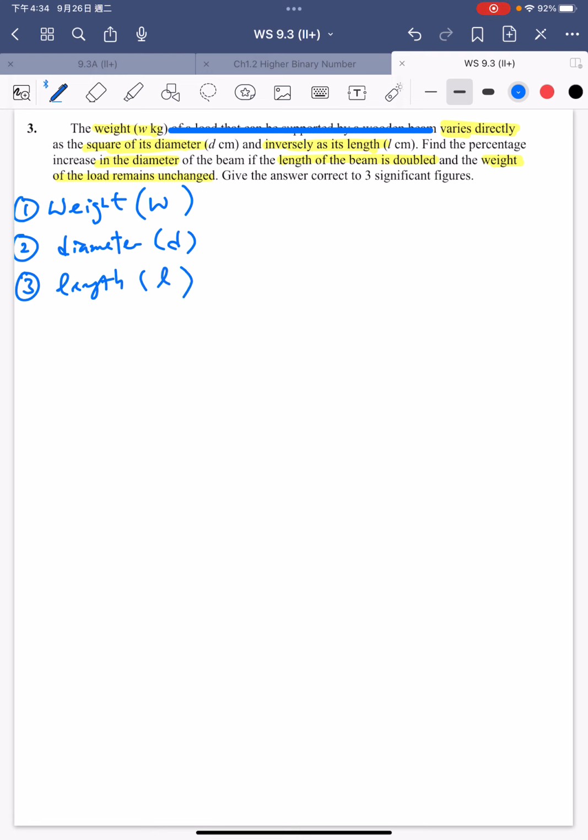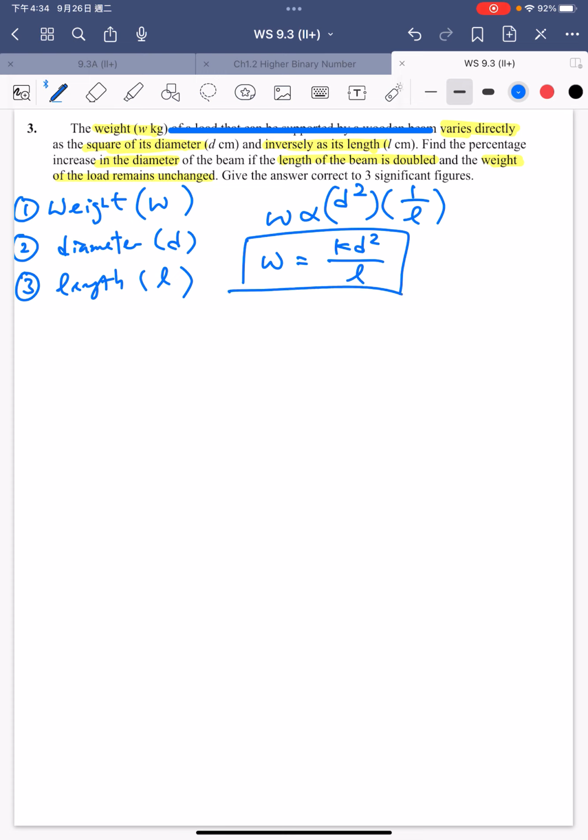So now we have the weight, W, varies directly as the square of D, which is D squared, and inversely as the L. So it's directly as 1 over L. So we can write W is proportional to the square of the diameter, and it's inversely, so we can change it to directly, but make it a fraction, which is 1 over L. Then we can combine them to get W is equal to KD squared over L. So that's the relationship between our W, D, and L.